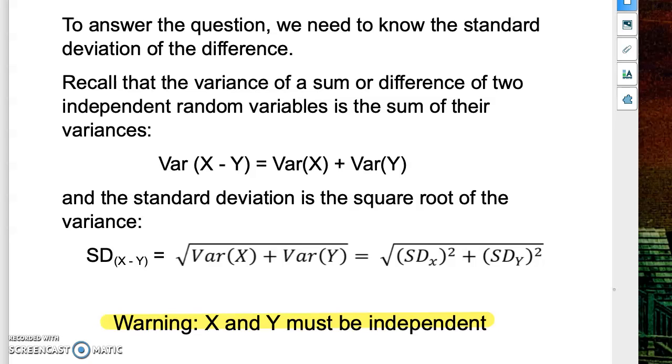To answer the question, we need to know the standard deviation. This is just a reminder that the standard deviation, if you recall, is the square root of the variance. To find the variance of a difference, we add the variances together. Then the next step to find the standard deviation is the square root of the variance. So it's the square root of this sum, and each variance is the square of its individual standard deviation. So it looks like that. Warning, X and Y must be independent.